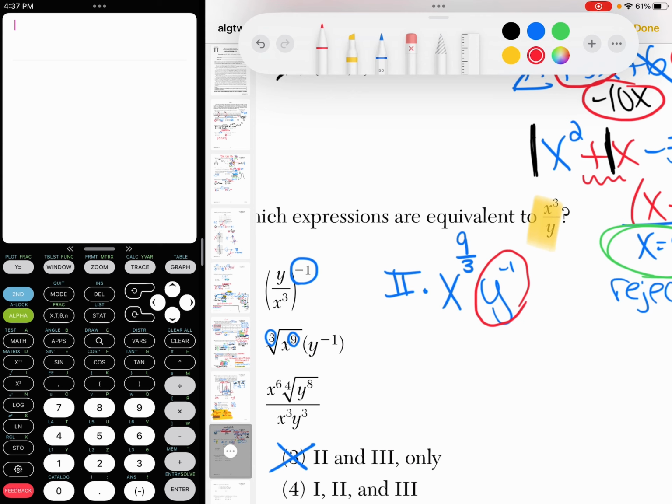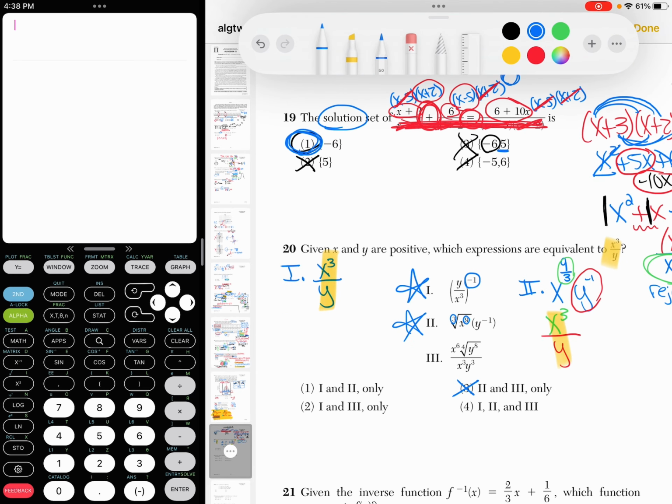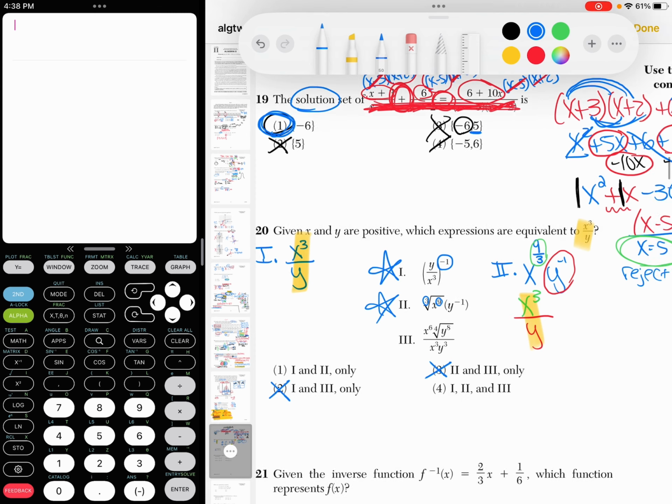Right now it's technically on the top because this is all over 1, so if I flip it, it will move it to the bottom. So on the bottom will be a y, technically to the positive 1, but I don't have to write that. And then on top, 9 divided by 3 is 3. And look, we got x to the third over y again. So this one is also correct. So I'm looking for one that has the 1 and the 2, which means choice 2 is out. So now I still have to check choice 3.